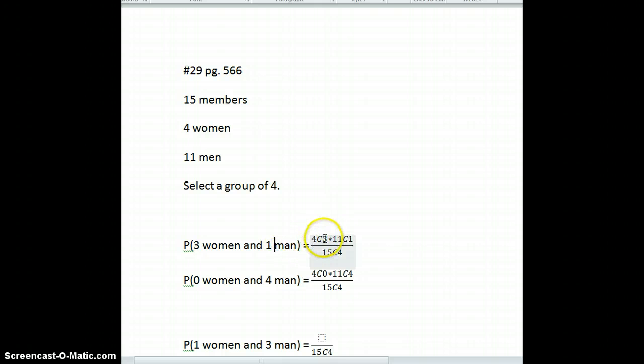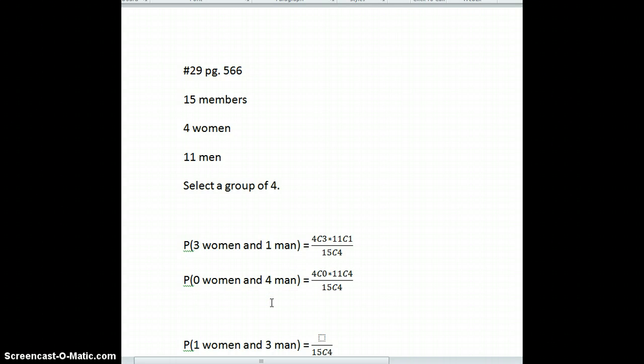Well, there's 4 women, we'll be choosing 3 and multiply that by the number of ways to get 1 man out of the 11. For part B, you're doing 0 women and 4 men. So out of the 4 women, we're choosing 0, and then out of the 11 men, we're choosing 4. Multiply those together to count the total number of ways you can get groups like that.